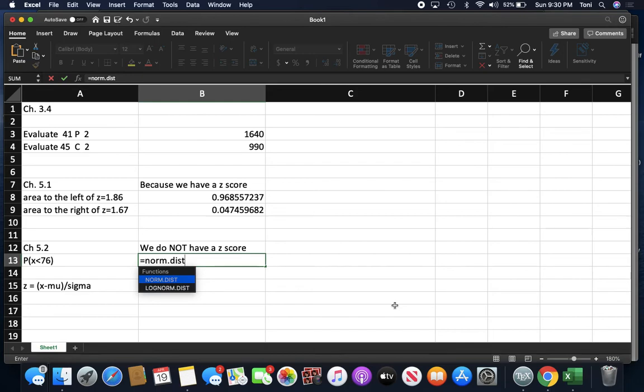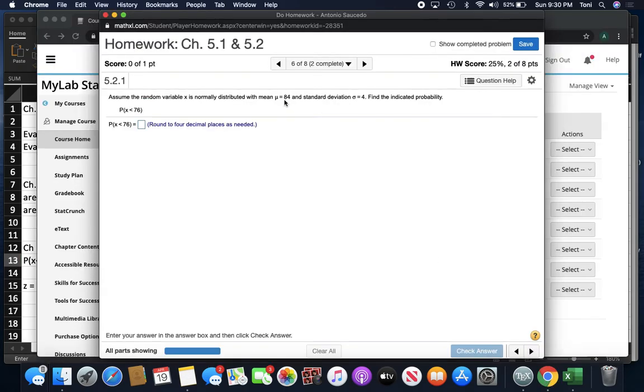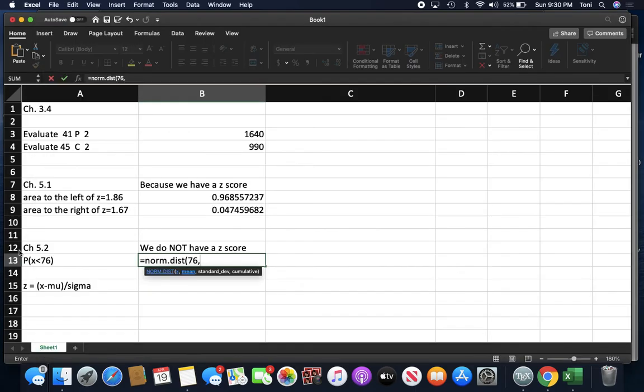Notice it's almost similar. The only difference is that we don't have the s in the middle. So just norm.dist, left parenthesis. Notice we need a few parameters. We need the x value, the mean, the standard deviation, and whether or not we want the cumulative distribution. So we know the x value is 76. Now we need the mean and the standard deviation, and that was given in the problem. The mean is 84, the standard deviation is 4. So the mean is 84, comma, 4, comma, and then true again because we want the cumulative distribution function.